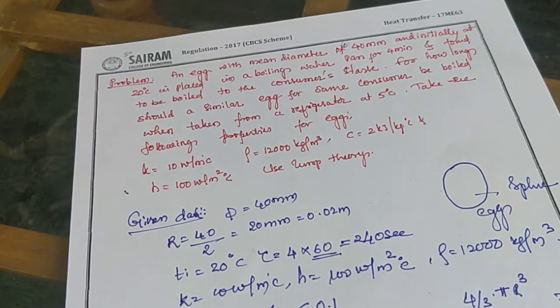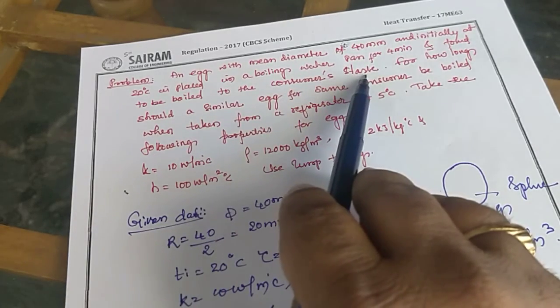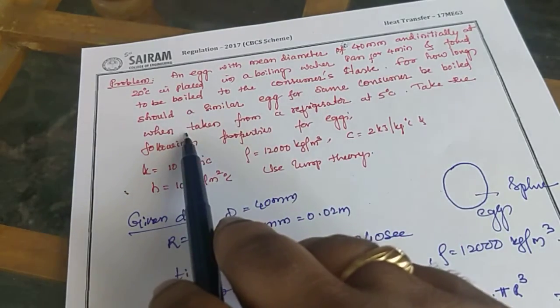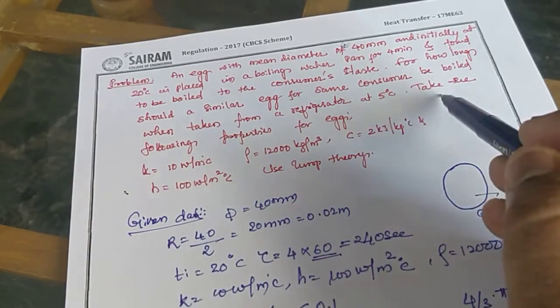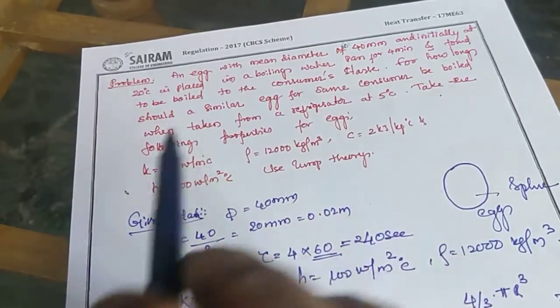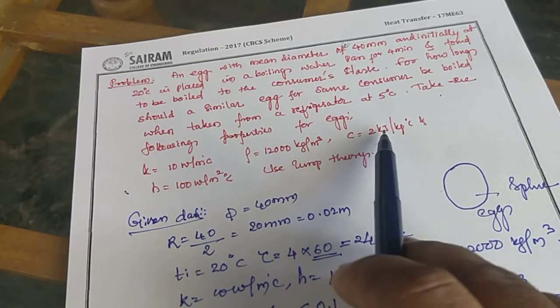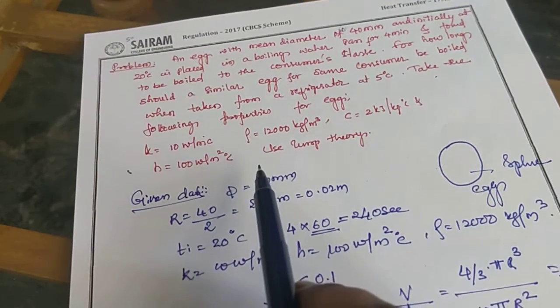An egg with the mass mean diameter of 40 mm and initially at 20 degrees centigrade is placed in a boiling water pan for 4 minutes, found to be boiled to the consumer taste. For how long should a similar egg be boiled for the same consumer when taken from a refrigerator at 5 degrees centigrade? Take the following properties for the egg: k is equal to 10 watt per meter degree centigrade, rho 1200 kg per meter cube, and C 2 kilojoules per kg degree centigrade, and h is equal to 100 watt per meter square degree centigrade. Use the lumped theory and solve this problem.